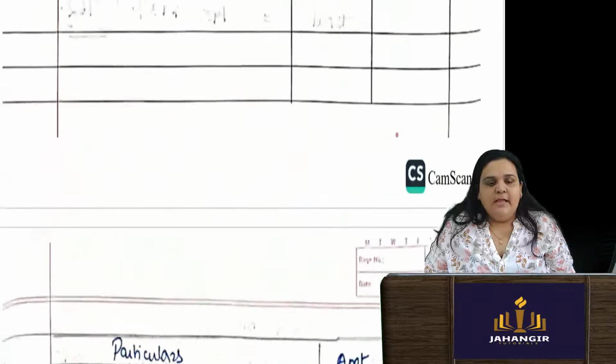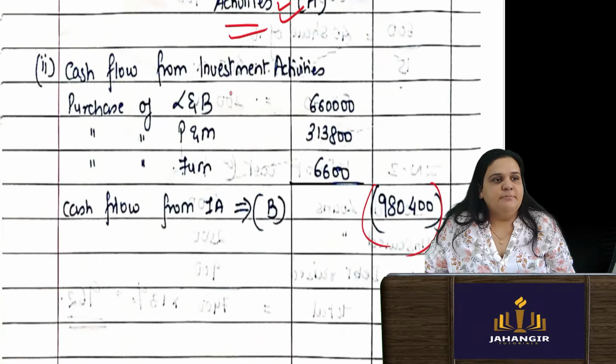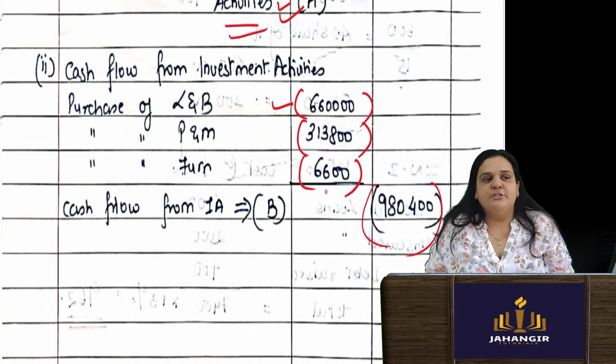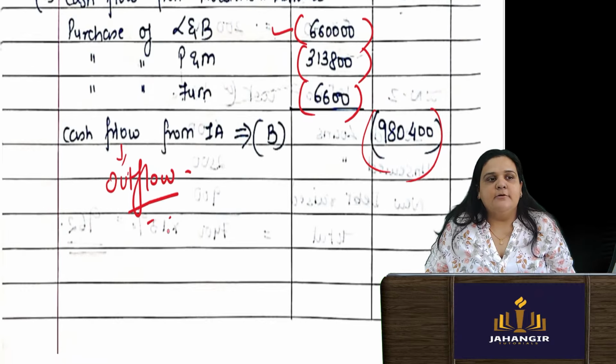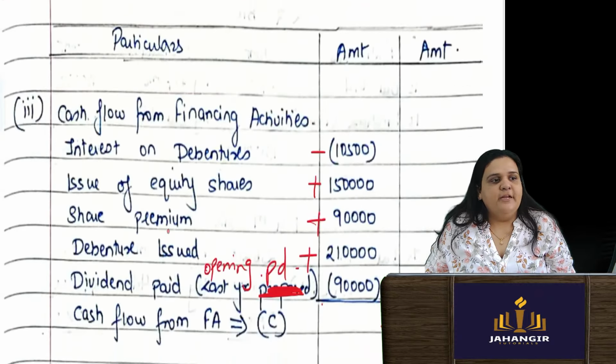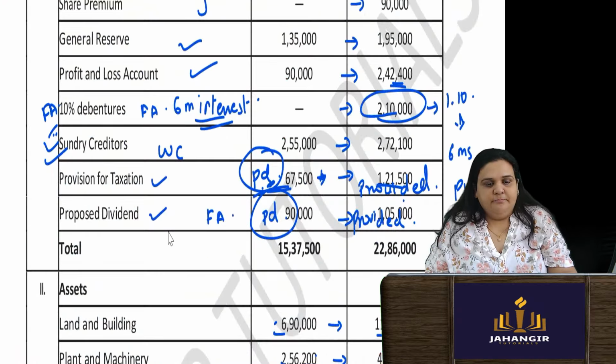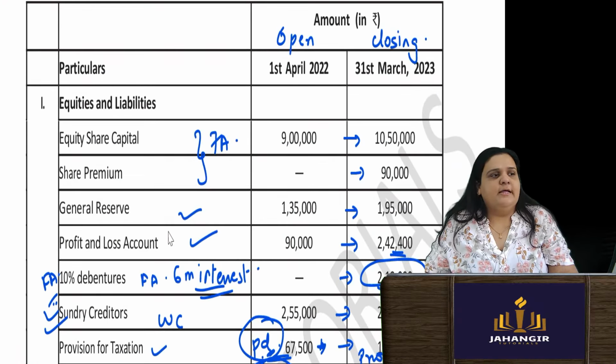Now taking my cash flow from investment activities: purchase of land and building, it will be negative. Purchase of plant and machinery negative. So there is a cash outflow from investment activity, 9,80,400. And financial activities, yes. All the financial related activities.